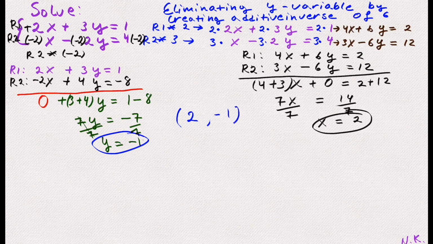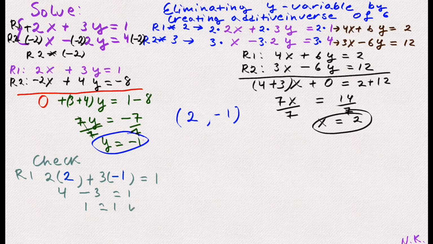And before I commit to this solution, I'm going to check. In row 1 we had 2x plus 3y and it was equal to 1. We have x is equal to 2, y is equal to negative 1. 2 times 2, 4. 3 times negative 1, minus 3. Is that equal to 1? 4 minus 3 is 1 and it is equal to 1. That's a true statement. In row 2 we had x minus 2y and it was equal to 4.